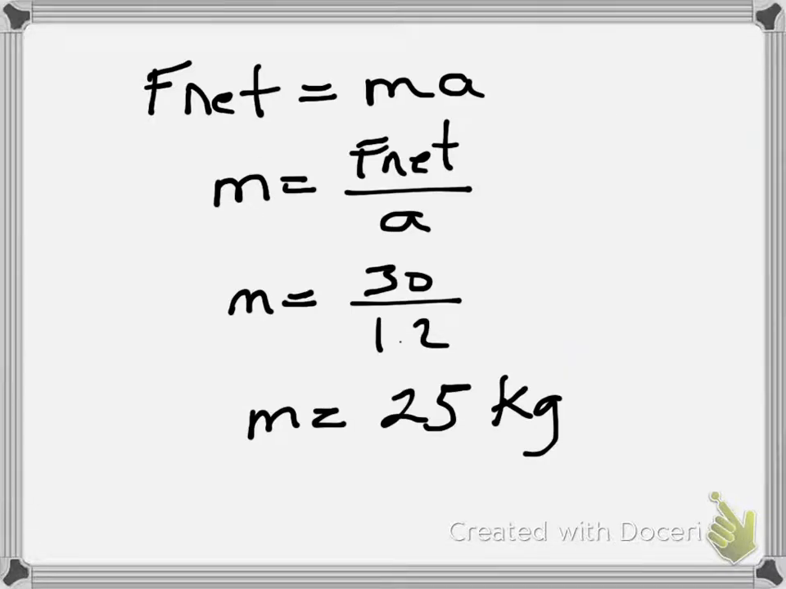Question number 4, just a simple rearrangement of F net. Again, you just want to make sure that you're in meters per second squared. You want to make sure that you're in newtons, and then you're going to rearrange that, and that mass is going to be 25 kilograms.